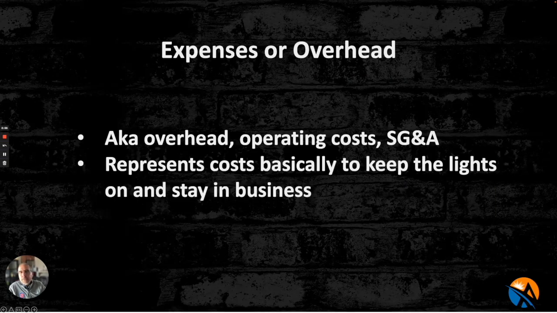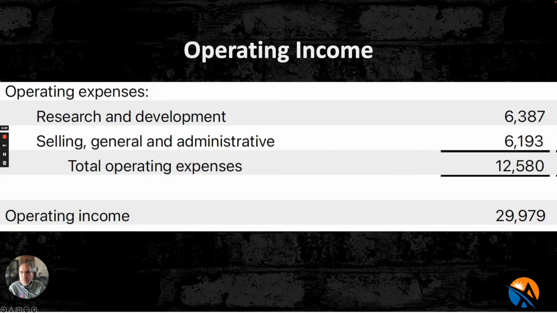Okay, so let's discuss overhead. These are expenses, also known as operating costs. These represent costs such as rent, office supplies, expenses related to advertising, marketing, and insurance. Basically, it's everything that is not related to the cost to get the product delivered to your customer. Here you can see the operating expenses for Apple.